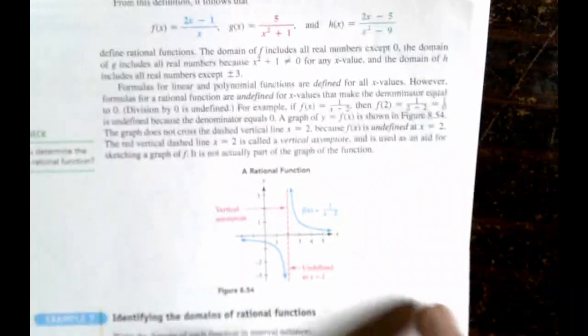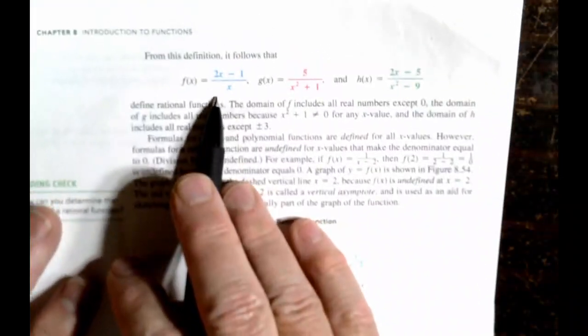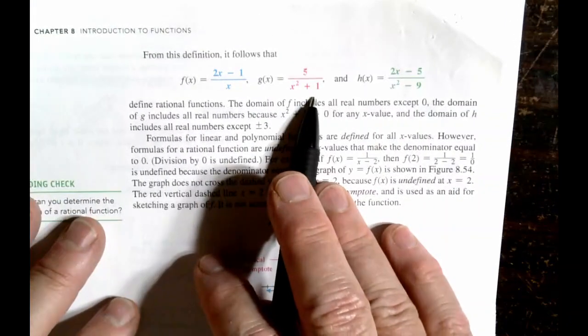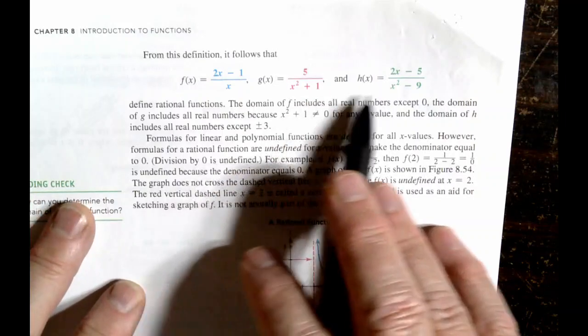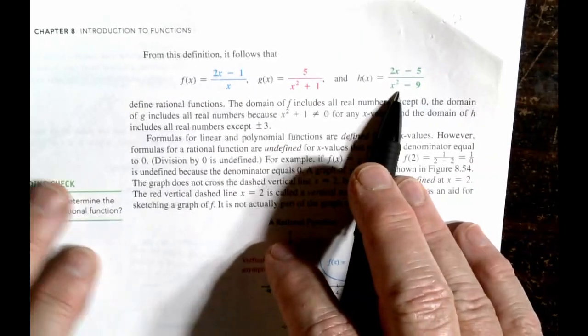And you've got to watch out for dividing by 0. So in this one you can't let x equal 0. Here you can't let x equal, well, x can be anything here. This one you can't let x be 3 or minus 3.